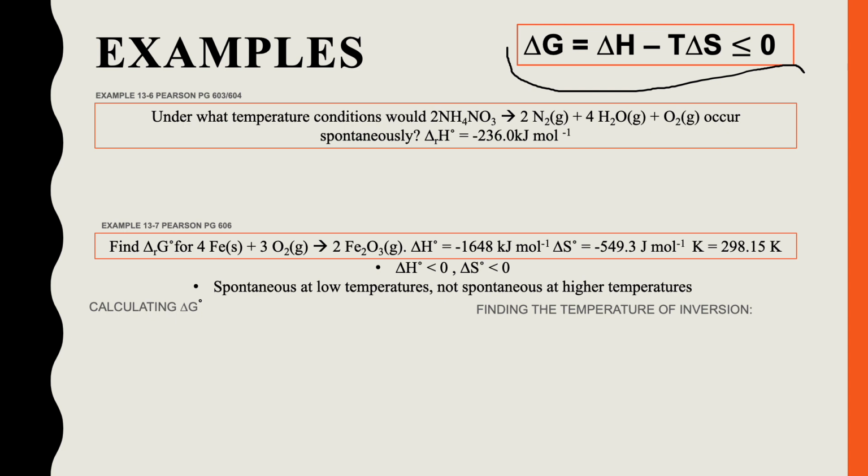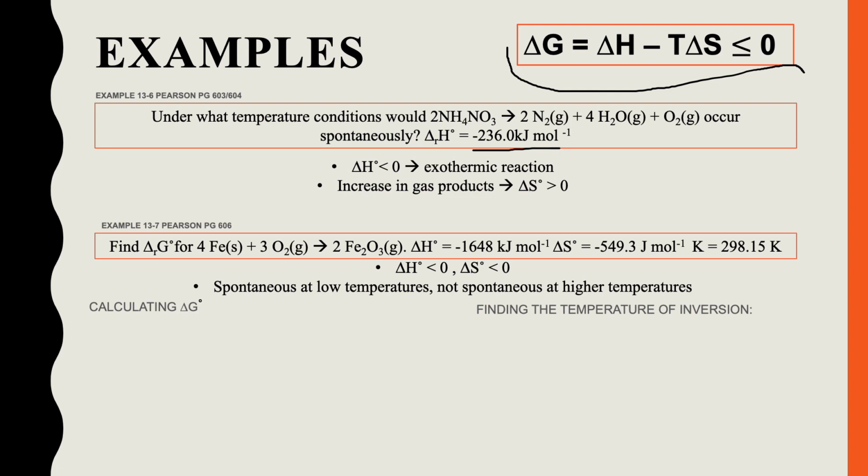So with the first one, we're going to determine the temperature conditions in which 2NH4NO3 converted to 2N2 gas plus H2O plus O2 gas would occur spontaneously. So here we are given the enthalpy, and it should be noted that the enthalpy is negative, so this is going to be an exothermic reaction.